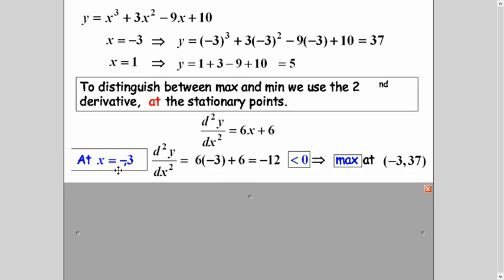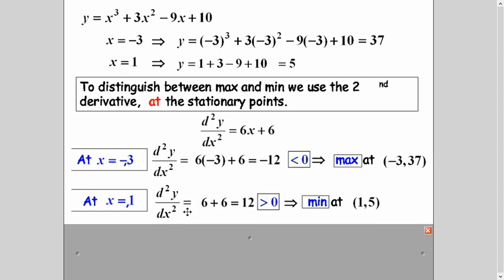So when x equals minus 3 is substituted here, the answer is minus 12, which is less than 0. So we have seen when it is less than 0, it is maximum. So you can say at point minus 3 comma 37, it is a local maximum, right? Or maximum value.